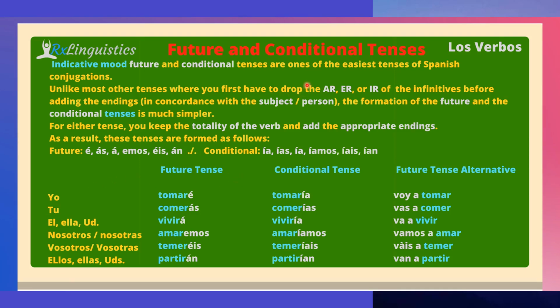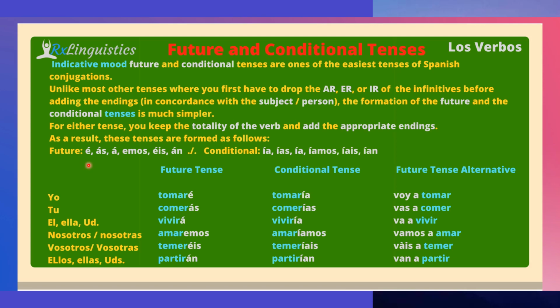Now, future and conditional. As I was saying earlier, it's so easy to form a future tense. For the construction of the future and conditional tenses, you do not drop the AR or ER or IR before adding something to the root of the verb.